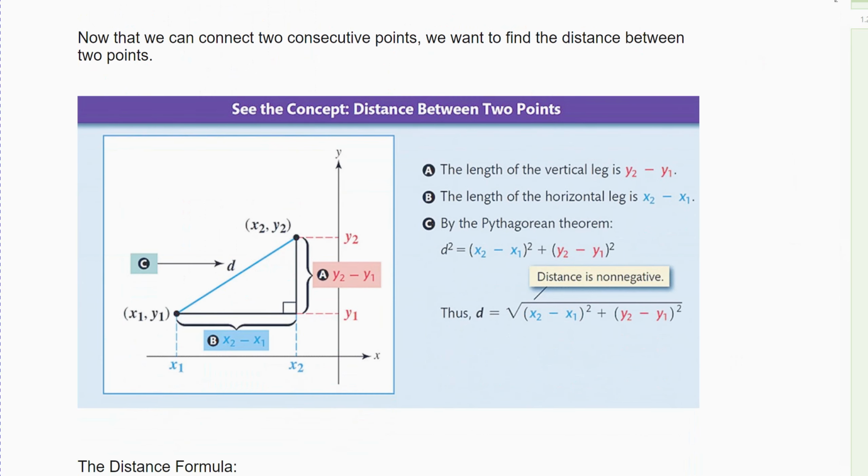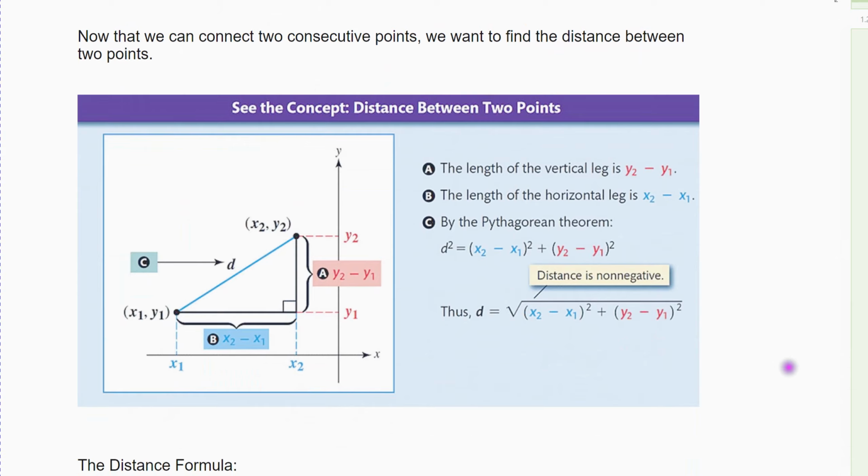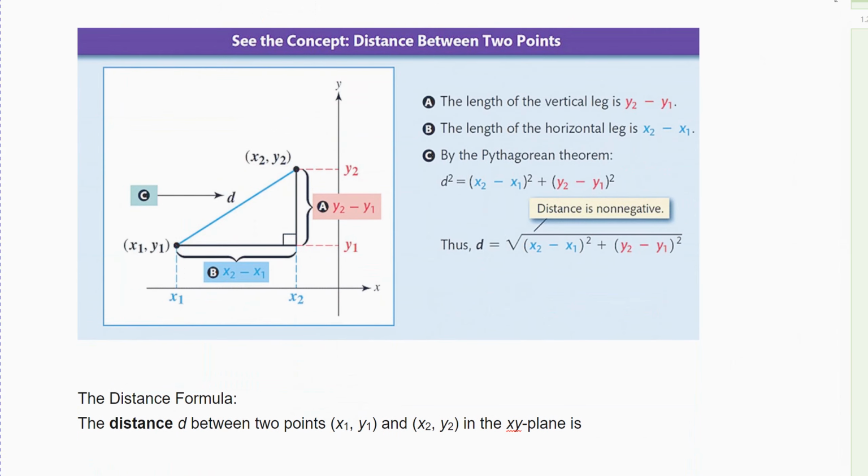Alright, so now that we can connect 2 consecutive points, we want to find the distance. This is actually in your books. I just thought this table was really nicely done, so since they already have a nice picture of it, I'm going to use it here in my notes. You can pick any 2 points. Point 1 would be this point, so this would be my x value and y value from my first point, and this would be my x and y value from the second point.